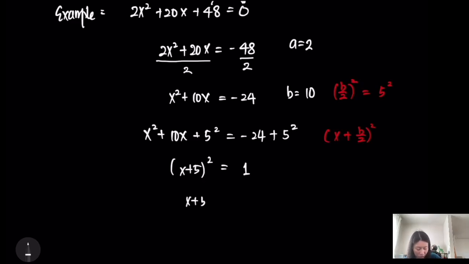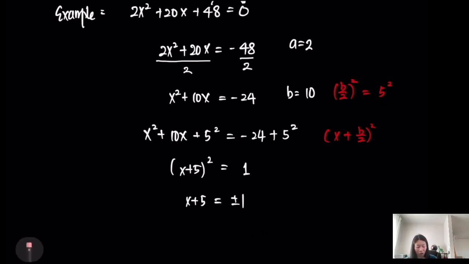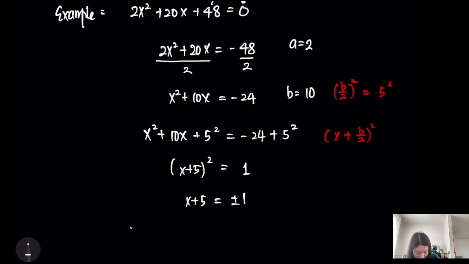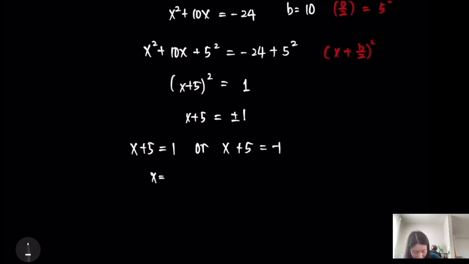And then using the even root property, I have x plus 5 equals positive and negative square root of 1, and the square root of 1 is equal to 1. So that means x plus 5 equals 1, or x plus 5 equals negative 1. So the solution should be x equals negative 4, or x equals negative 6. That would be the solution.